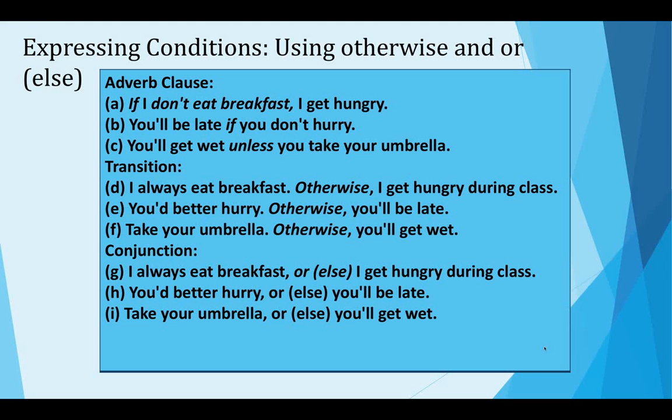Expressing conditions using otherwise and or else. If I don't eat breakfast, I get hungry. You'll be late if you don't hurry. You get wet unless you take your umbrella. Transition. I always eat breakfast, otherwise I get hungry during class. You'd better hurry, otherwise you'll be late. Take your umbrella, otherwise you'll get wet.